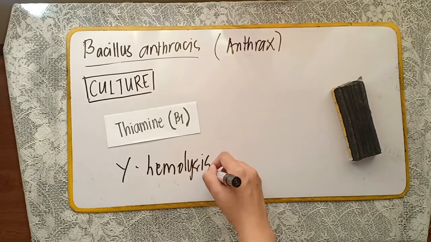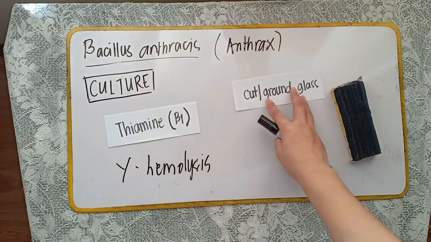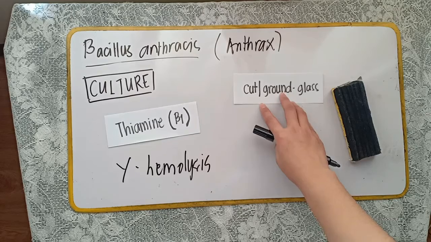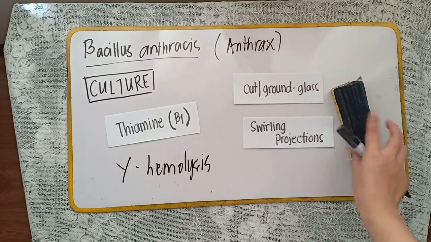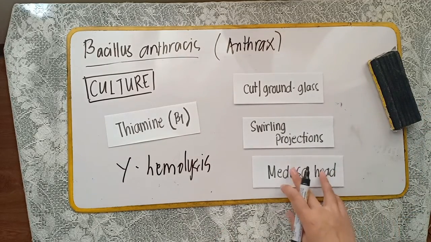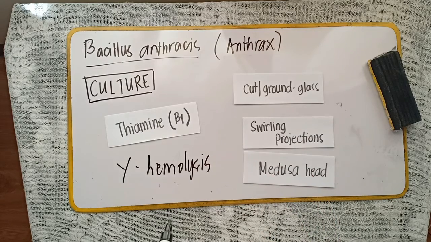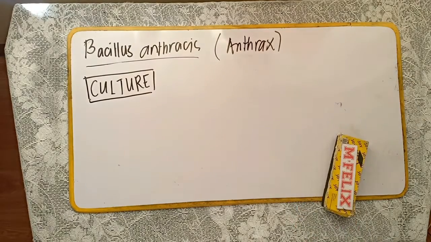Gamma, hemolytic or non-hemolytic. Now, their colonies or growth in blood agar plate appears to be flat, irregular. Sometimes we describe it as cut glass or ground glass appearance. And it has swirling projections, giving them the appearance resembling the medusa head, as we call it, medusa head or beaten egg white appearance.